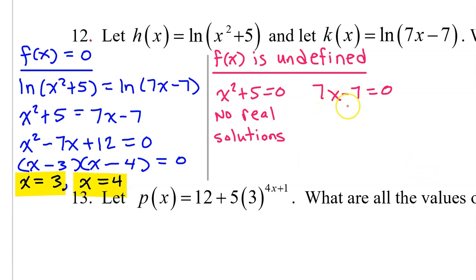We will get another critical value from the other equation. Adding 7 to both sides, we get 7x is equal to 7. And dividing both sides by 7, we get x is equal to 1. Next, we can make a sign chart with these three critical values in order across the top.